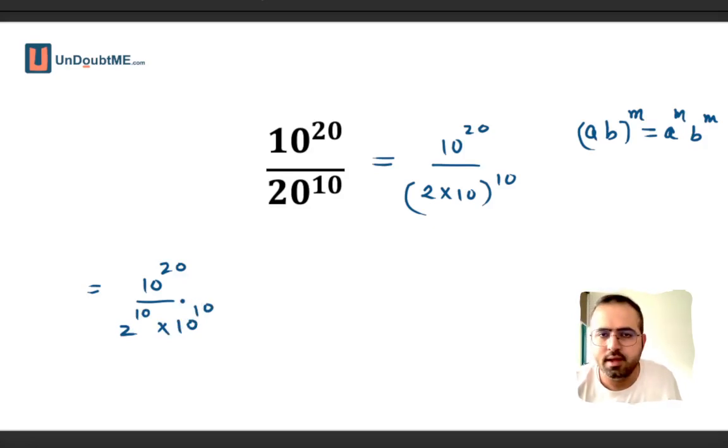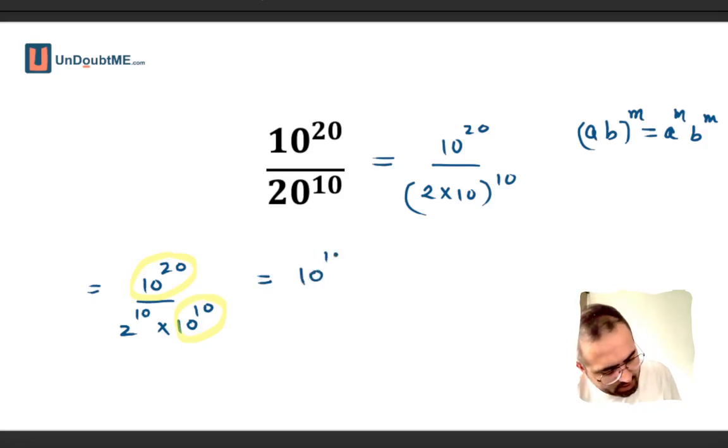Then the next step is we can deal with 10 to the power 20 and 10 to the power 10 together. They can be written as 10 to the power 20 minus 10, and that will be 10, and over here I have 2 to the power 10.